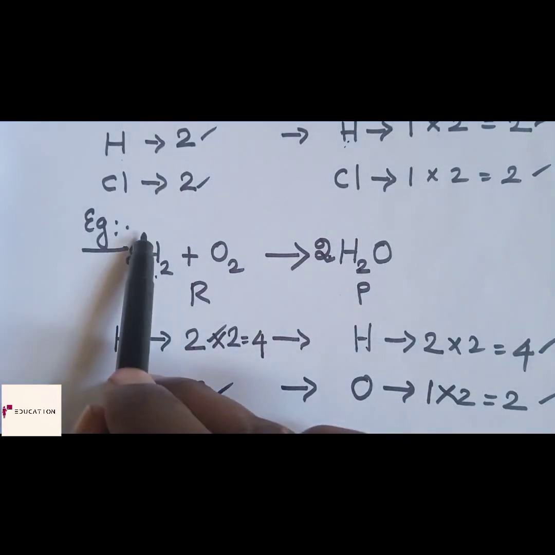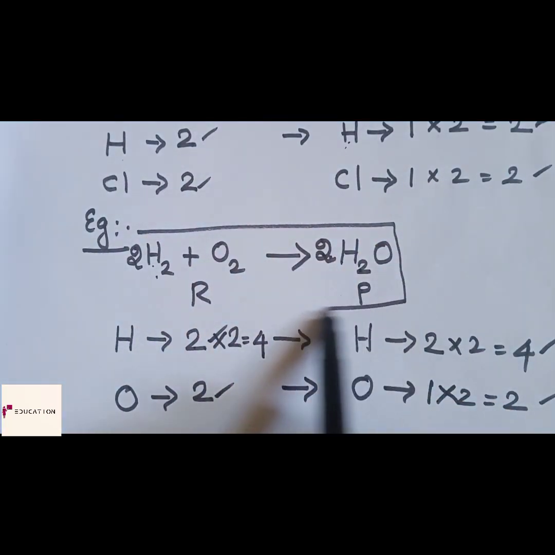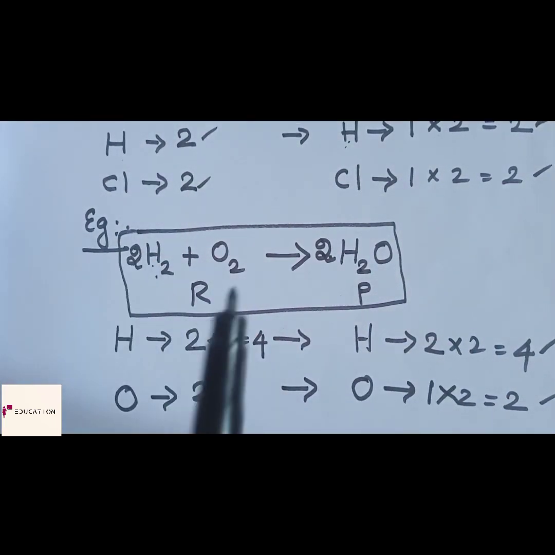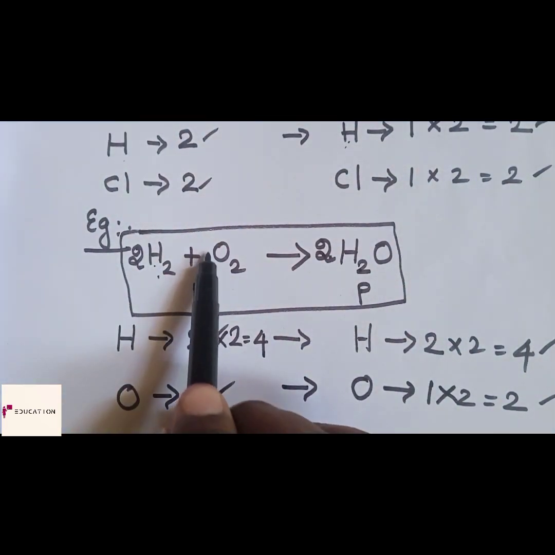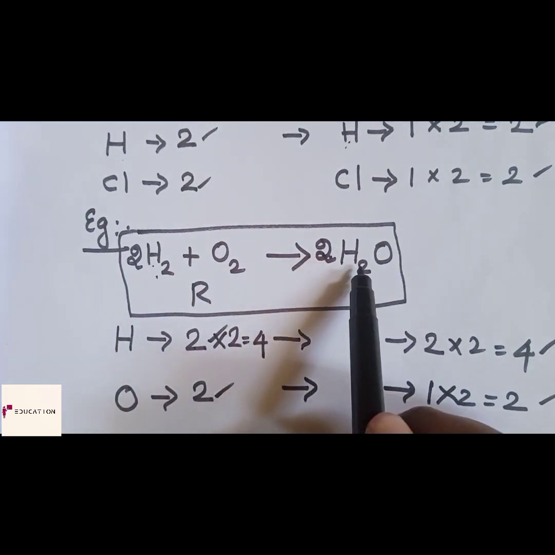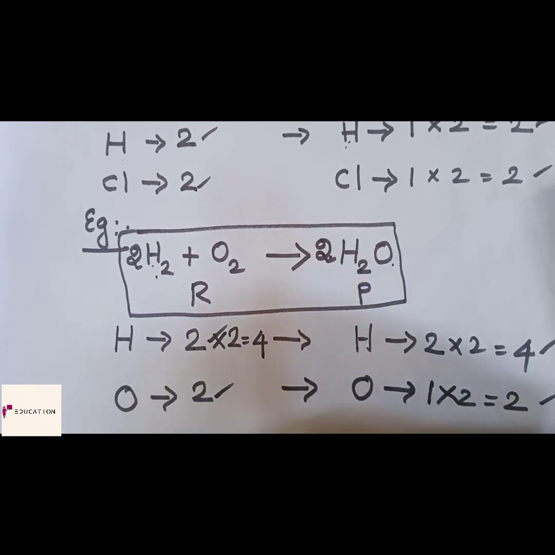Now you look at this equation, whether it is balanced or not. 2 into 2, 4 hydrogen atoms. 1 here, 1 into 2, 2 oxygen atoms. Next 2 into 2, 4 hydrogen atoms. 2 into 1, 2 oxygen atoms. So 4, 4, 2, 2. This equation is balanced. Okay.